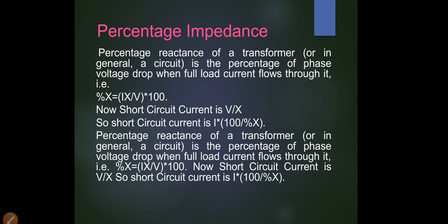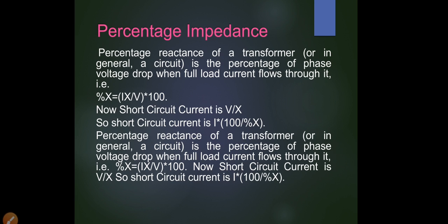Now, percentage impedance. The percentage reactance of the transformer, or in general a circuit, is the percentage of phase voltage drop when the full load current flows through it. So percentage impedance is equivalent to I into X by V, into 100. Now the short circuit current is V by X, so the short circuit current is I into 100% of X.